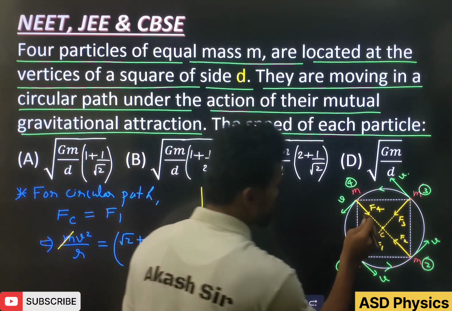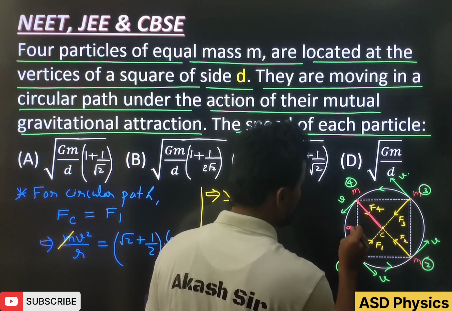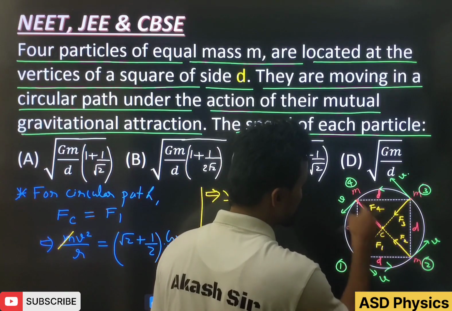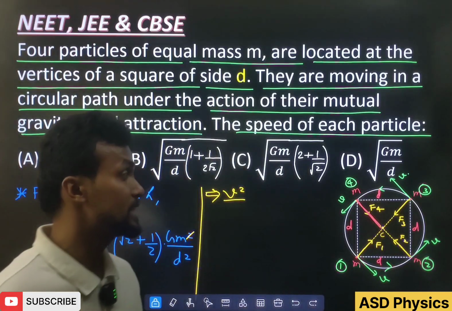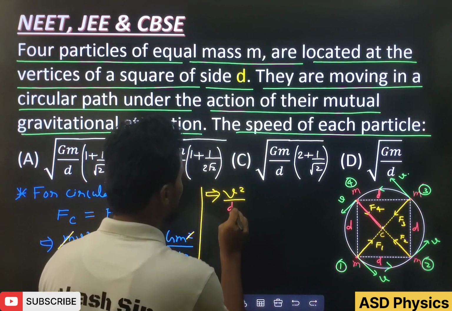In case of a square, see this length, what will it be here? This is d, this is d, these are all d only, no? So this is d, this is d. Total how much here? d root 2. So this one, how much here? d root 2 by 2. So it will become d by root 2.